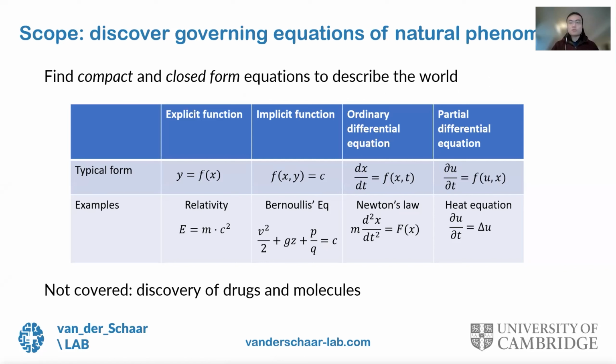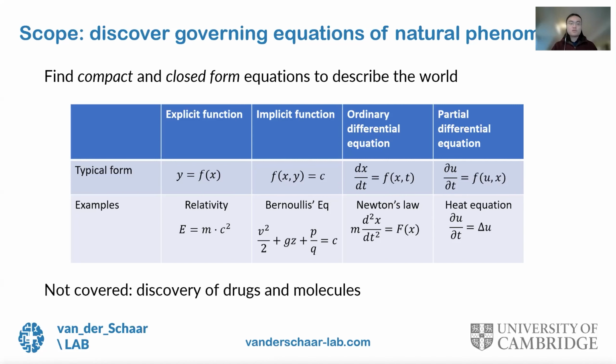So for centuries, scientists have been discovering different sorts of governing equations to describe the natural phenomena we observe in the world. And these phenomena range from microscopic quantum interactions to cosmological-scale formation of galaxies. And indeed, much of scientific research is conducted with the goal of finding compact, closed-form equations to describe the world. And these equations come in all sorts of different forms.